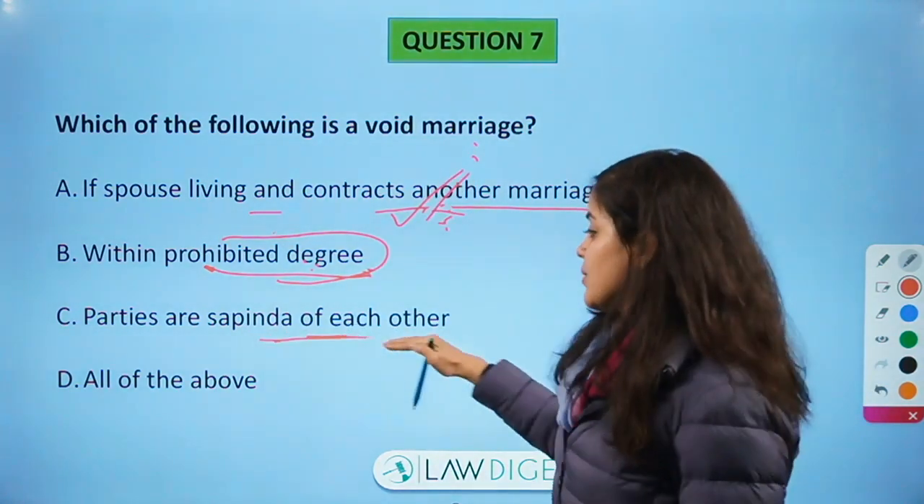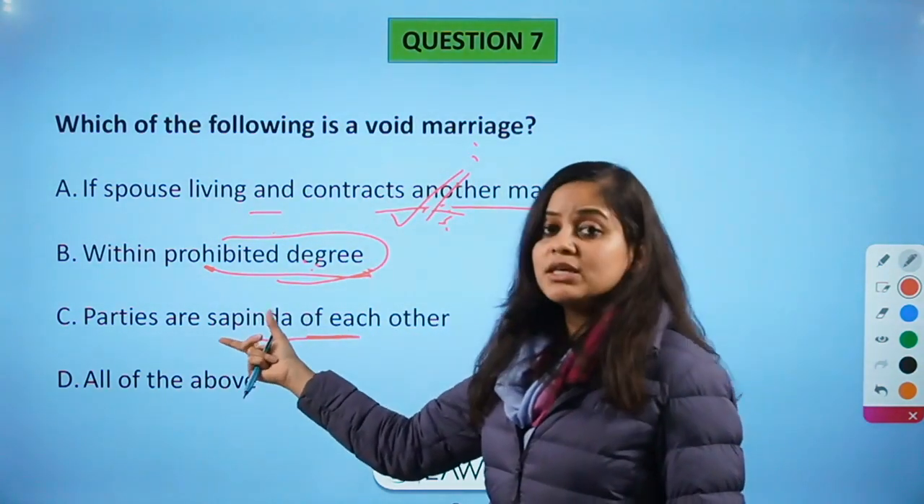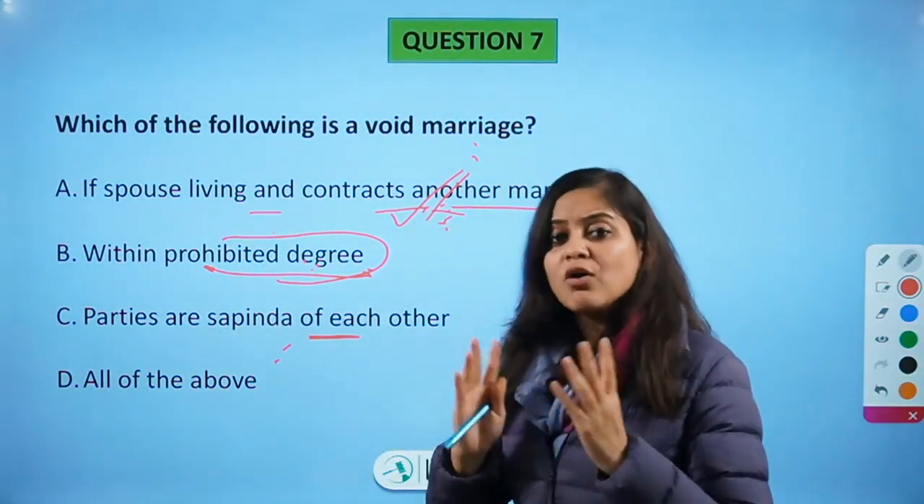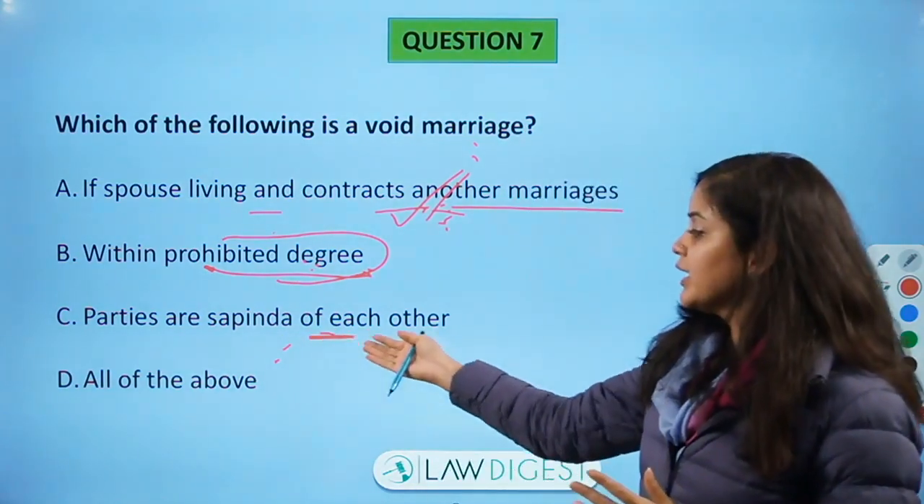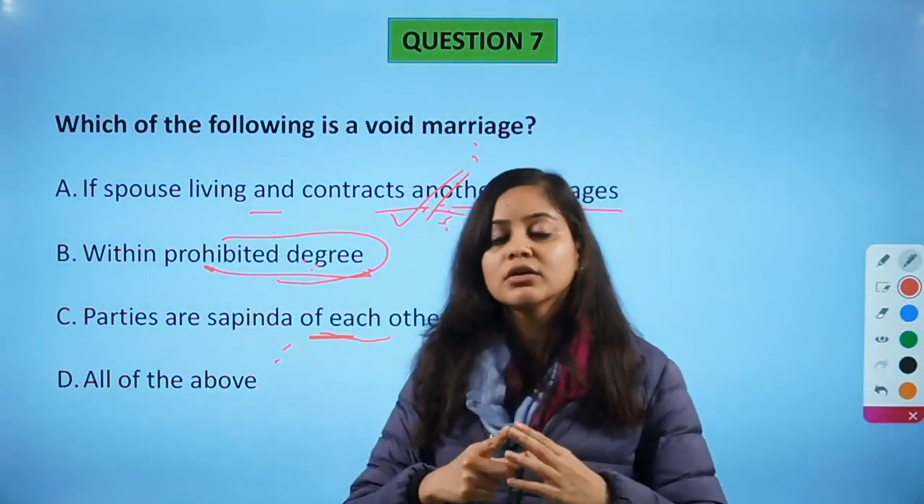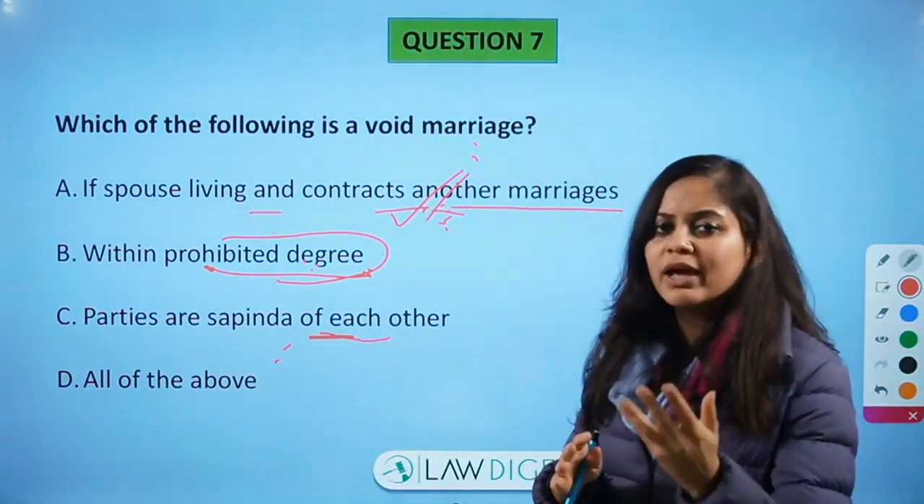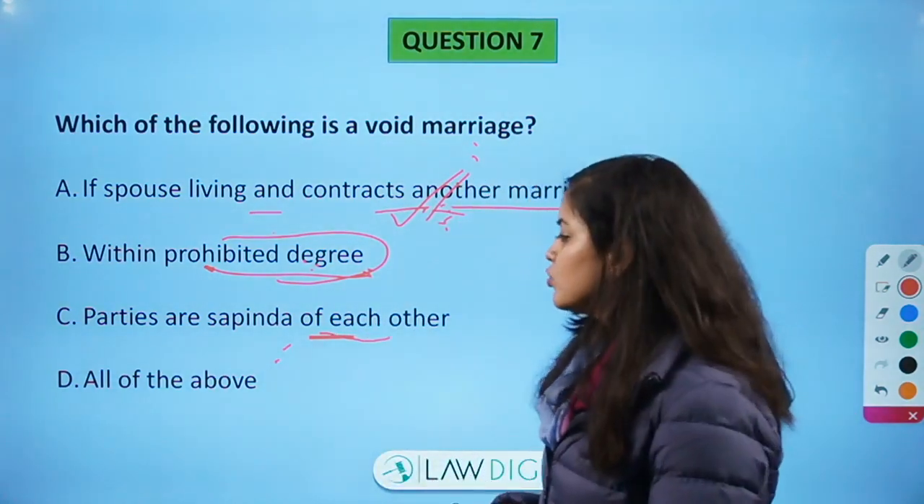Then parties are sapinda of each other. Sapinda meaning sapinda, same pind. So parties are from the same pind. How is that supposed to be seen? Sapinda के लिए there is a criteria that's given under your Hindu Marriage Act. There's a whole formula that is given. You can check it online or in the material, whatever you are referring to.